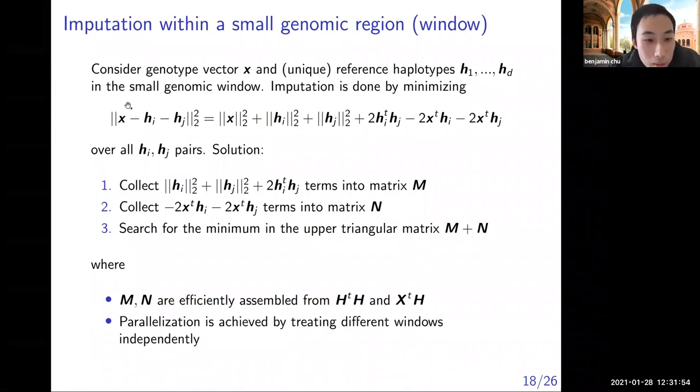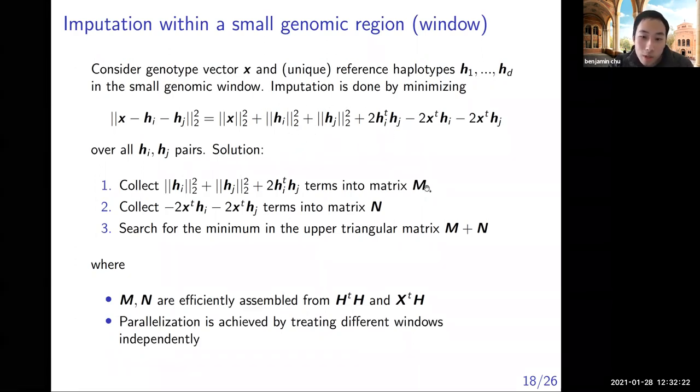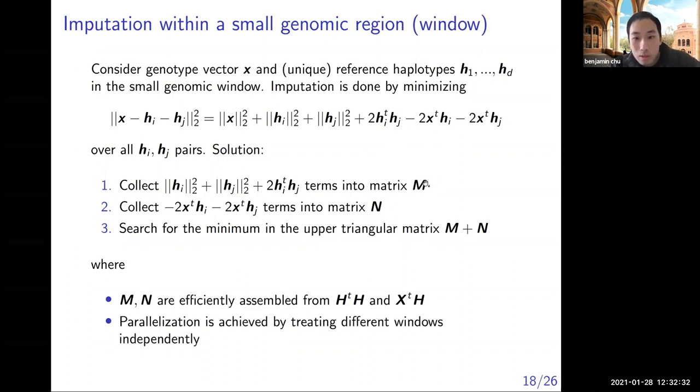If you want to do imputation, we minimize this least squares criterion, and you can expand it so that it becomes this sum. Essentially you have to search through all i and j combinations to find the best h_i and h_j that match your genotypes. To solve this problem, we collect the three terms involving the h's into a matrix M, and we collect the last two terms involving inner products of x and h into another matrix N. These two matrices can be assembled very efficiently from two matrix multiplications for all samples.